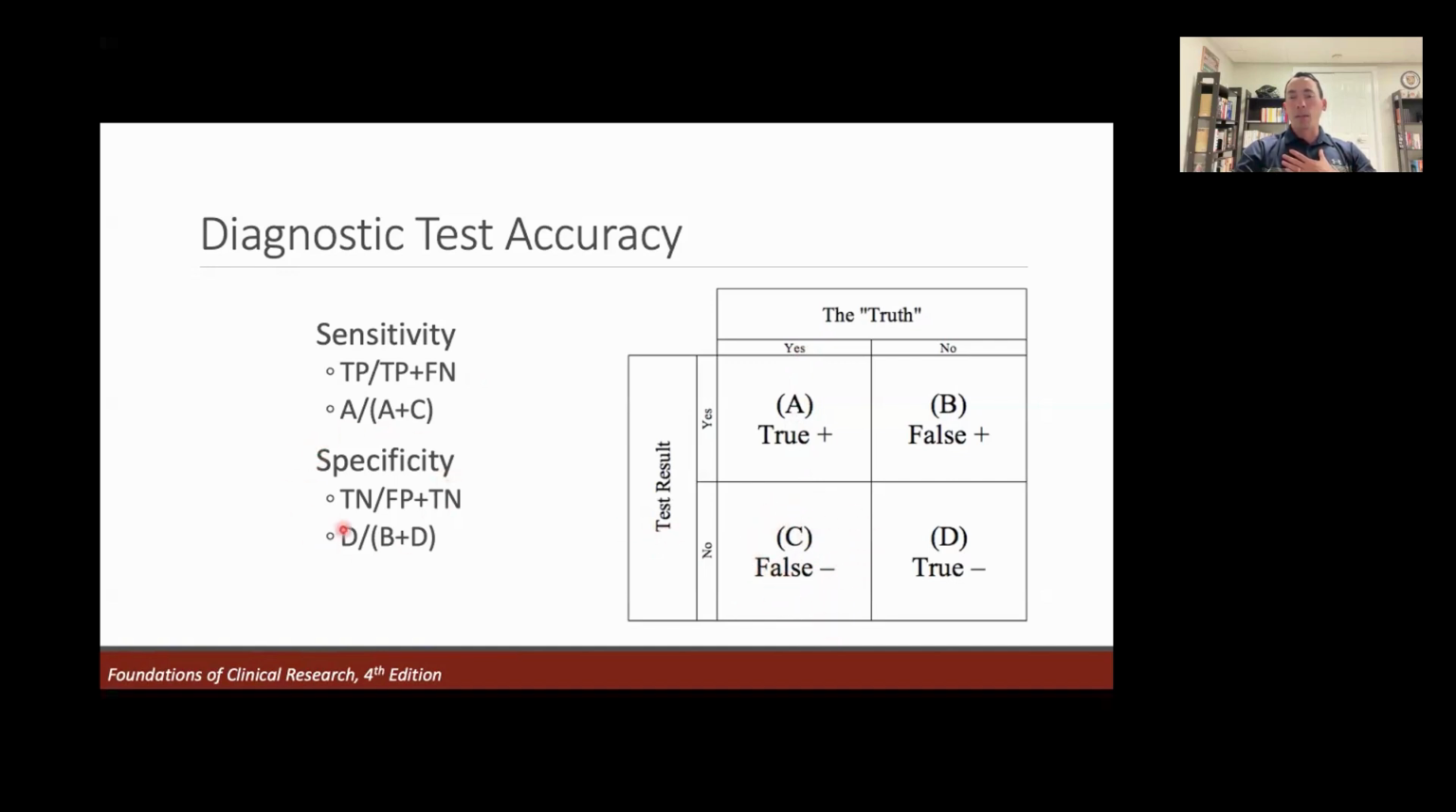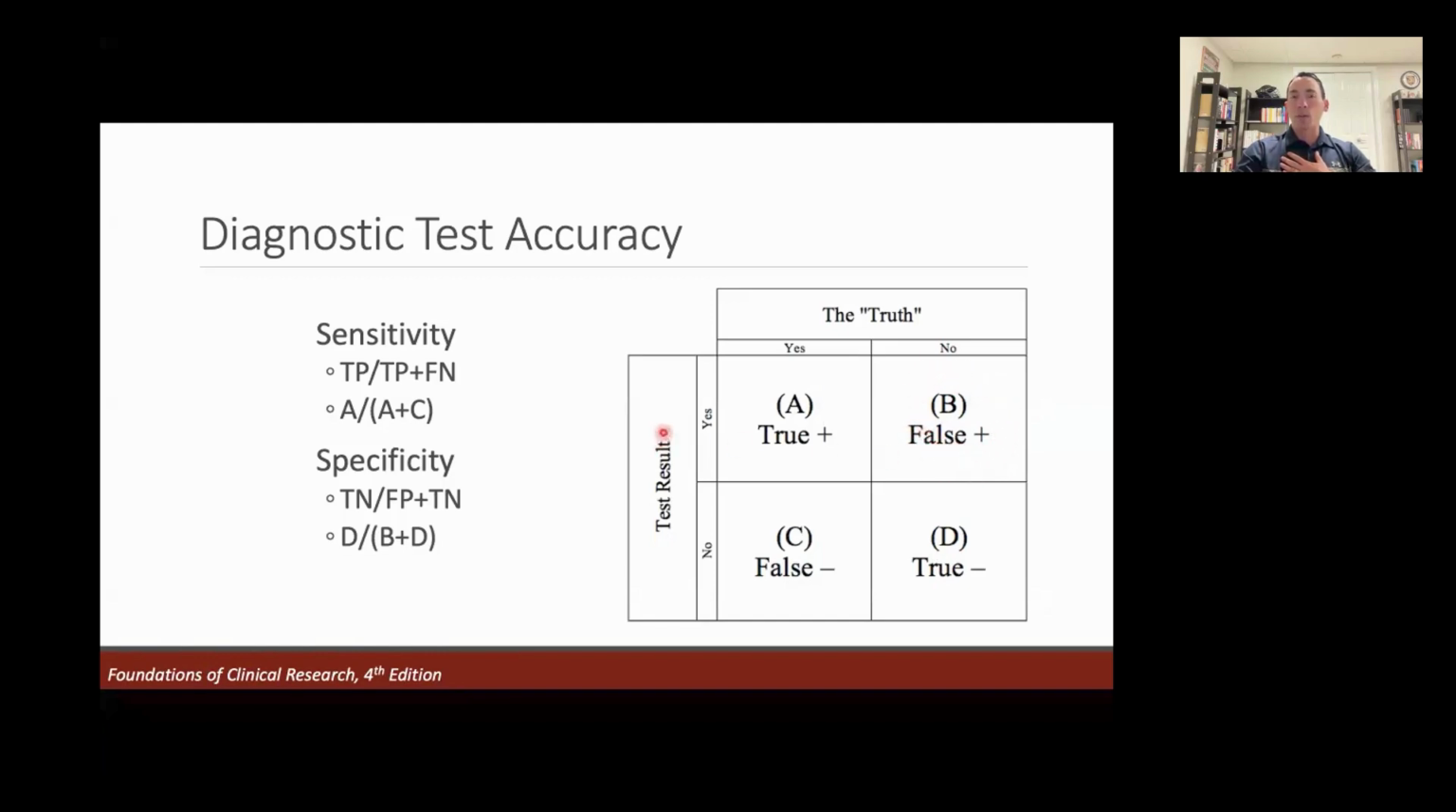Then the specificity is the opposite. So a negative test means that there's not a lot of these. That means that a negative test is really, really useful. So here in a positive test, the specificity is D over B plus D. Because the false positives are really small, it lets us know that if the test is truly positive, because there's so few false positives, we can be really confident that they have whatever condition.